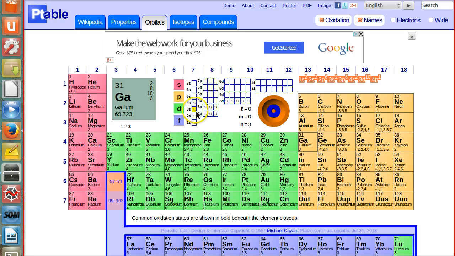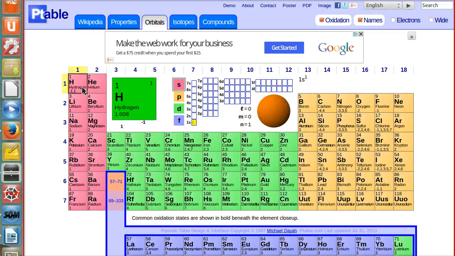That's because we're looking at these right here. All the s's have only 1 blue box. Each blue box can hold 2. All the p sublevels can hold 6. That's because each p sublevel has 3 blue boxes, and each blue box can hold 2. And the d sublevel can hold 10 because there's 5 blue boxes, which correspond to 5 orbitals, and each orbital can hold 2 electrons.